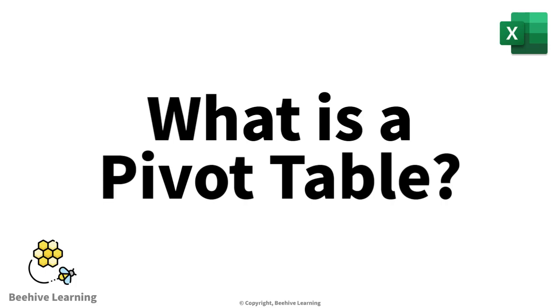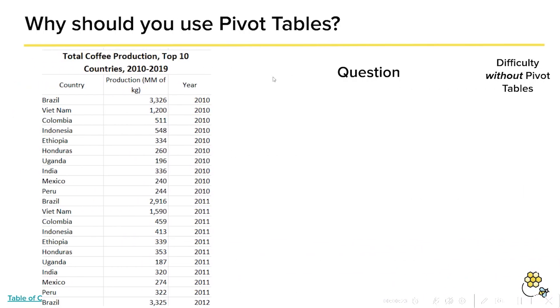Pivot tables are Excel's most powerful tool to calculate, summarize, and analyze data. Say, for example, I gave you this data on the left, which shows yearly coffee production for the top 10 coffee producing countries in the world from the period 2010 to 2019.